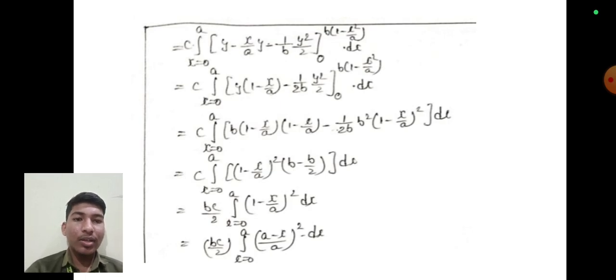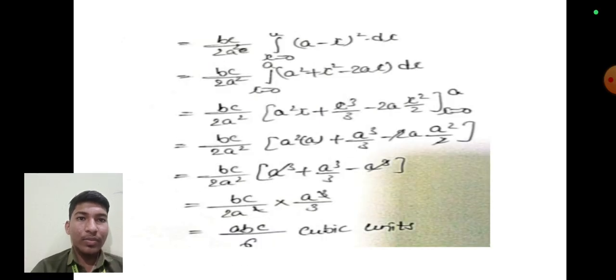Taking the LCM, b minus b by 2 is b by 2, a constant, so take it outside: bc by 2 into the integral of x from 0 to a, 1 minus x by a whole square, dx. Taking LCM, this is bc by 2a square, integral of x from 0 to a, of a minus x whole square dx. Applying the formula a minus b whole square equals a square plus b square minus 2ab, we get a square plus x square minus 2ax, dx.